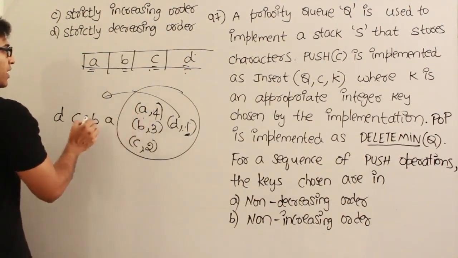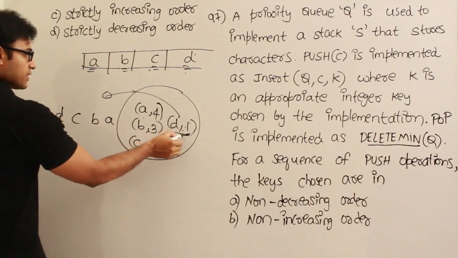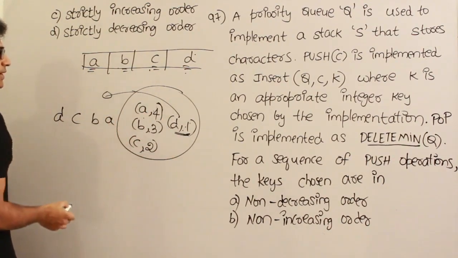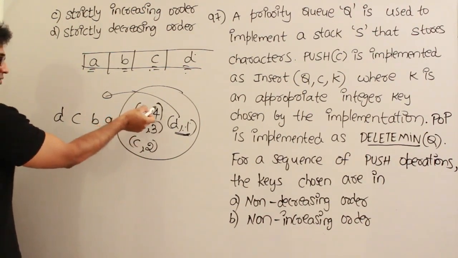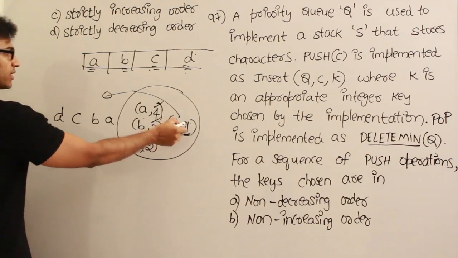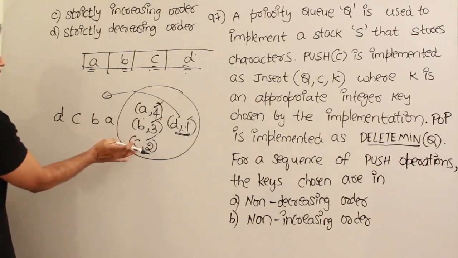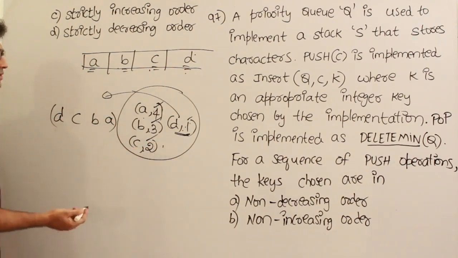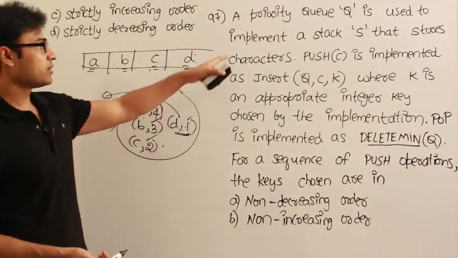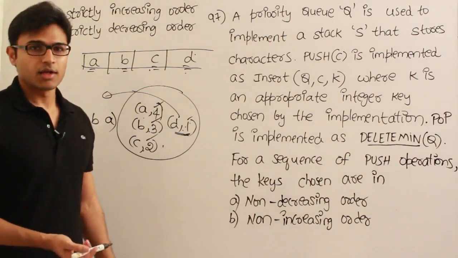So this way whatever has been inserted last is coming out first. So if I assign the keys in the decreasing order, isn't it? So first one assigned is 4, and then 3, and then 2, and then 1. If I assign it in the decreasing order, then the priority queue is acting as if it is a stack, isn't it? That is how you can implement a stack using a priority queue.